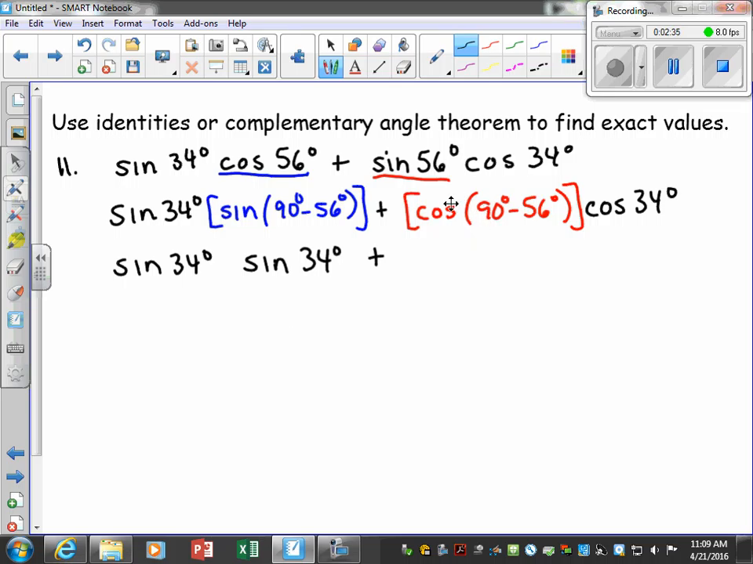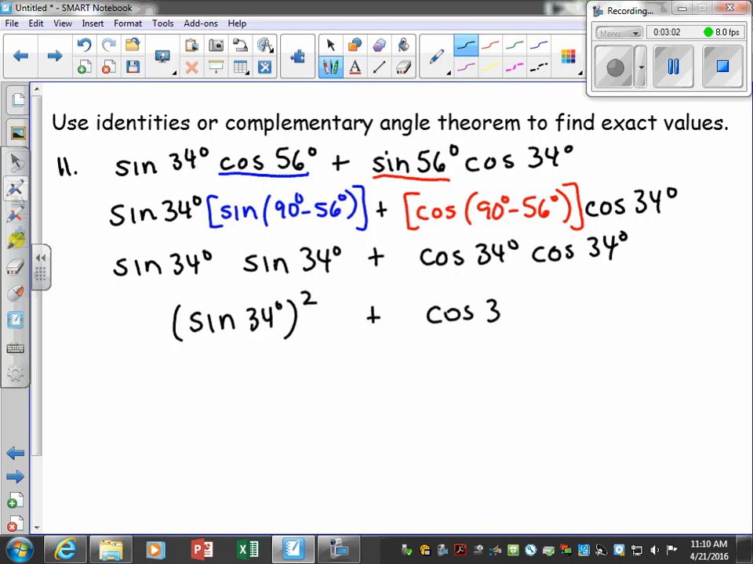What about this side? Cosine of 34 degrees times the cosine of 34 degrees. Well, because these are the exact same trig function in the same degrees, I can multiply those together and it would become what? Sine of 34 degrees squared, right? What about the right side? Cosine of 34 degrees squared. So tell me what you know about an identity with sine squared theta plus cosine squared theta equals 1.